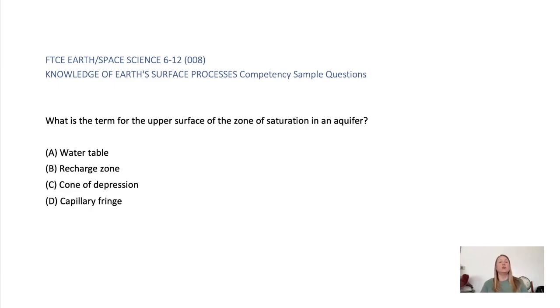B. The recharge zone is where water enters the aquifer, not the upper surface. C. The cone of depression is a dip in the water table caused by pumping, not the general surface. D. The capillary fringe is just above the water table where water rises slightly, not the main saturated surface. The correct answer is A. The water table is the upper boundary of an aquifer, and it marks the level above which rock is saturated with water. The water table can rise or fall depending on many factors, including precipitation and groundwater pumping.